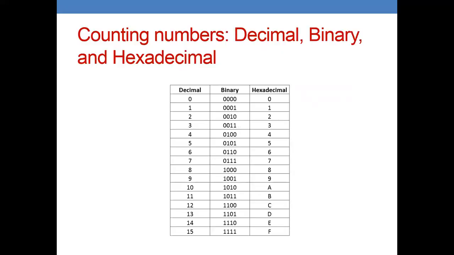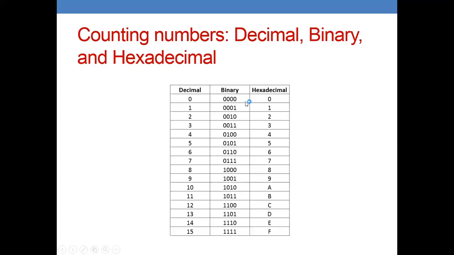To remind you then of the counting numbers, in decimal, here we show that we're counting from 0 to 15. In binary, to count from that same 0 to 15, we need 4 bits to represent the number 15. I've shown a 4-bit representation of the decimal number 0 as 0000 in binary, and you can see the other numbers here as well. And in hexadecimal, the same representation goes from 0 through F.